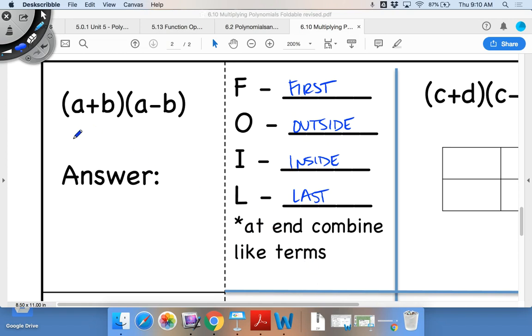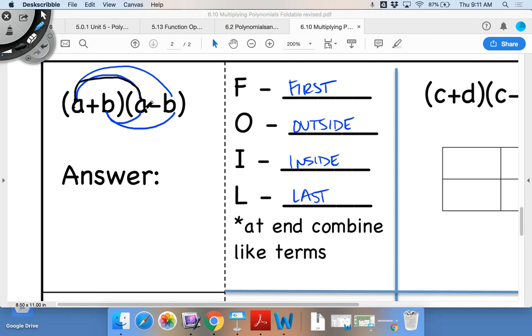And so our first example is going to have letters instead of numbers, which is a little bit weird. But it'll help you kind of see. This is different than what we just did because this is a binomial times a binomial. The one we just did was a monomial, one thing that we distributed through. So basically we're going to distribute the first term through everything, and then we're going to distribute the back term through everything.